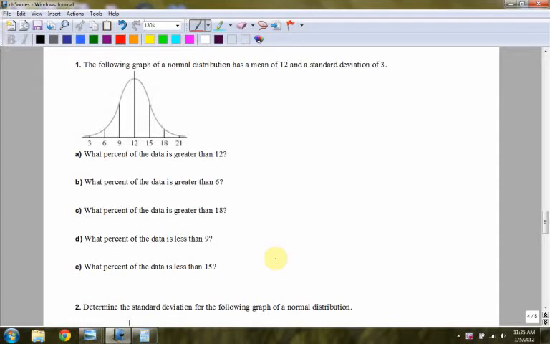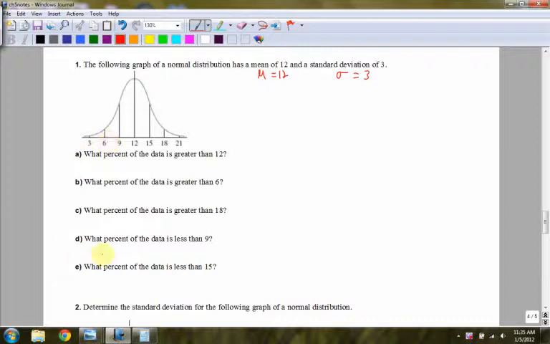Alright, so the following graph, this is part 2. The following graph of a normal distribution has a mean of 12 and a standard deviation of 3. So we can see the middle value right here is 12. So that's my mean. My mean is 12, and my standard deviation, which is sigma, is equal to 3. So it goes out 3 in each direction: 12, 15, 18, 12, 9, 6.